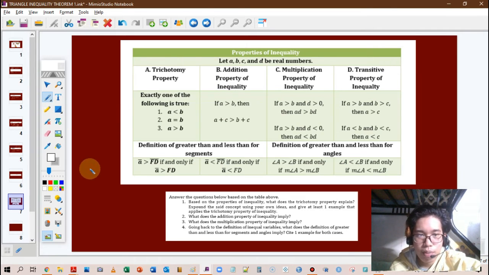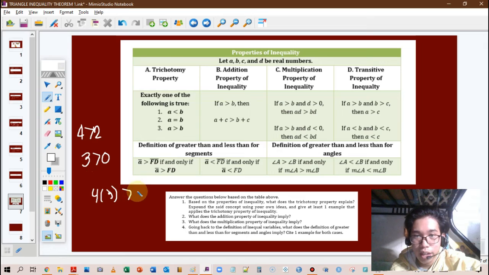Let's say for example that we have 4 is greater than 2. And we have D here, let's say D is equal to 3. 3 is greater than 0. So it says here that 4 times 3 should be greater than 2 times 3. And indeed that's correct. 12 is greater than 6.